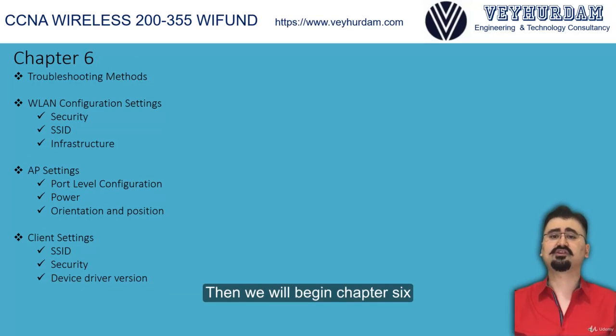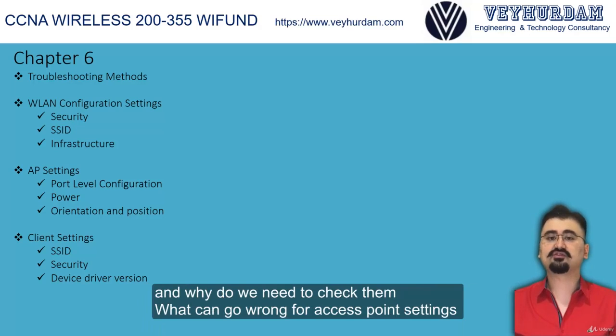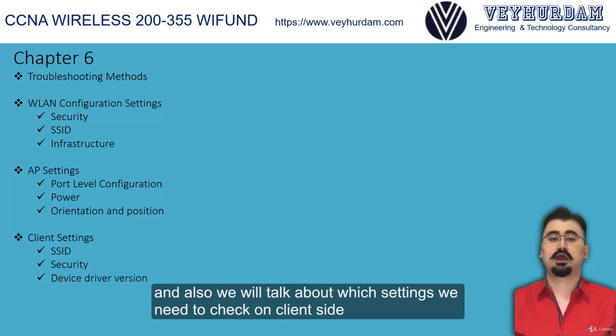Then we will begin Chapter 6. In this chapter, we will learn how to troubleshoot wireless networks. We will go over different WLAN configuration settings. And why do we need to check them? What can go wrong for access point settings? And also we will talk about which settings we need to check on the client side.